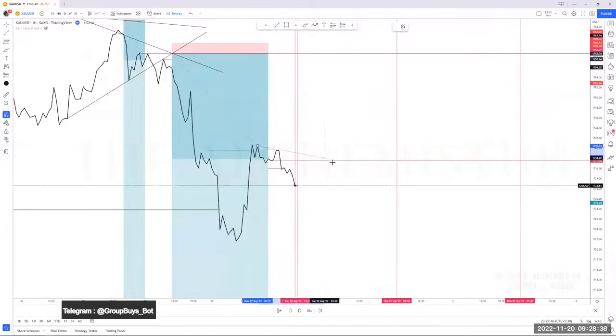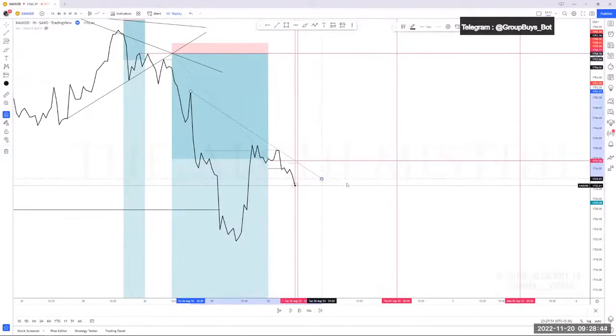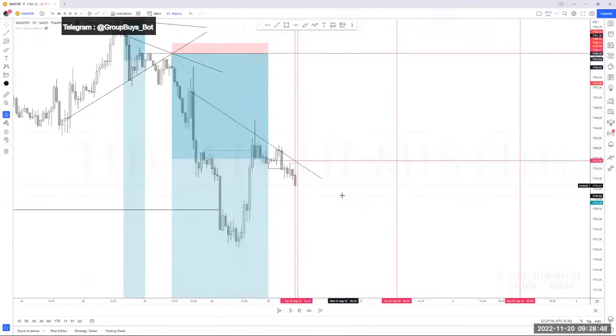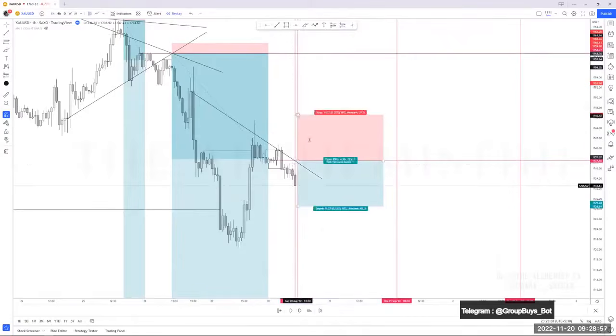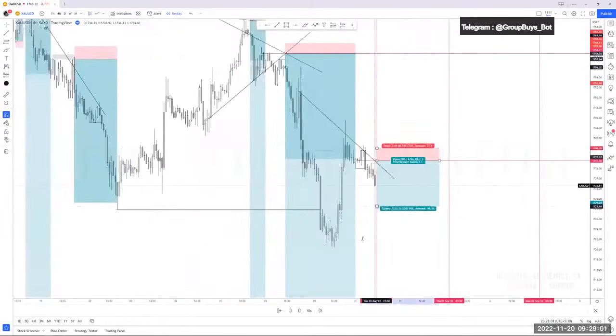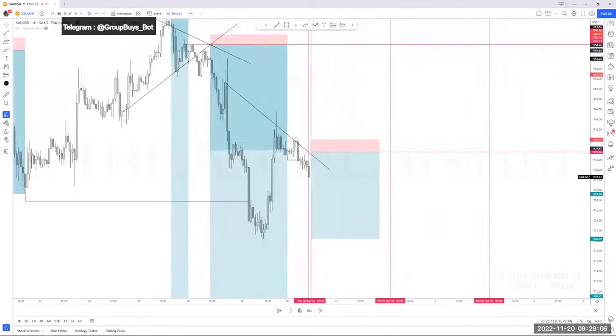So let's try drawing it like this, or else from here. This would be a good one. Yes, can you see it? Like this. Okay, let's draw it like this. It's perfect confluence, because liquidity is also there. Okay, let's sell it here. Stop loss, say 25 pips. First target, external range liquidity.